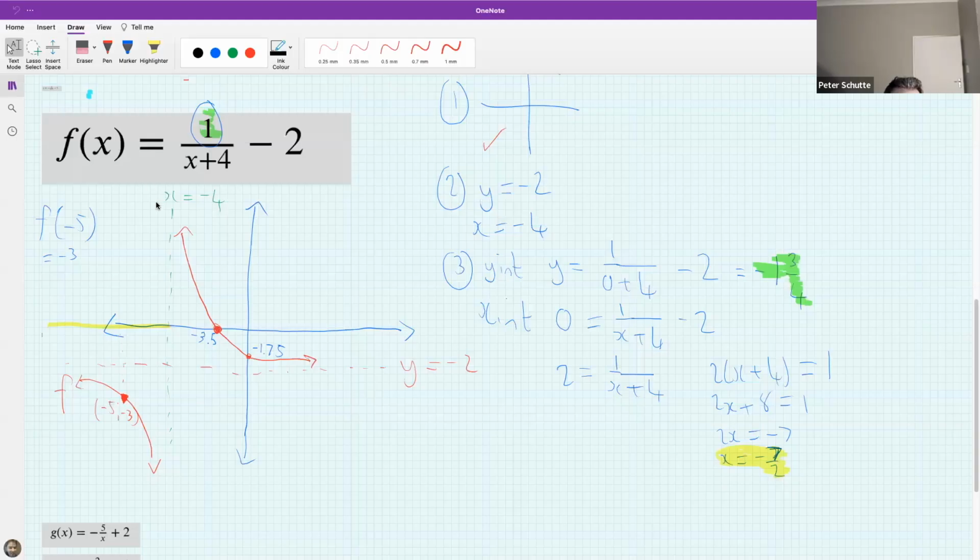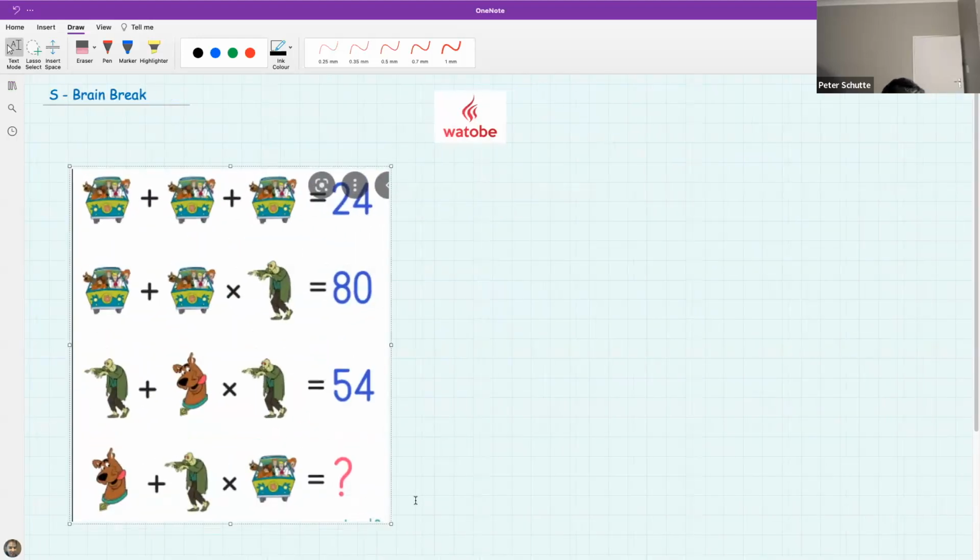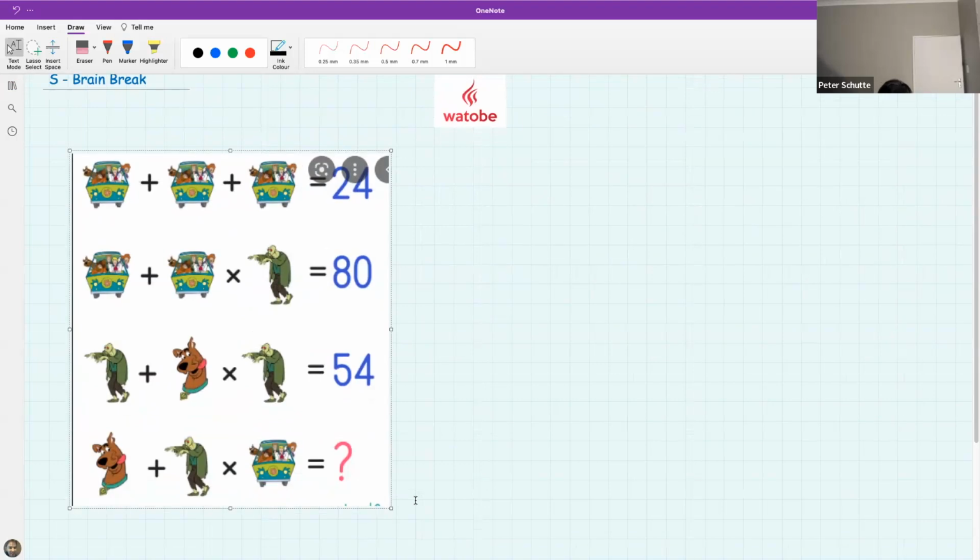Okay. And let us do a little brain break. Today's brain break is taken from the cartoon Scooby-Doo. Let's see if you can do it. Yeah, where to? I see you have your hand up. Do you have a question?